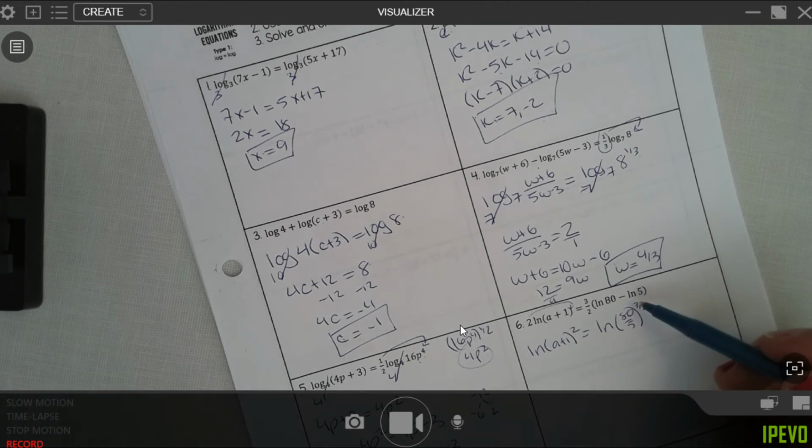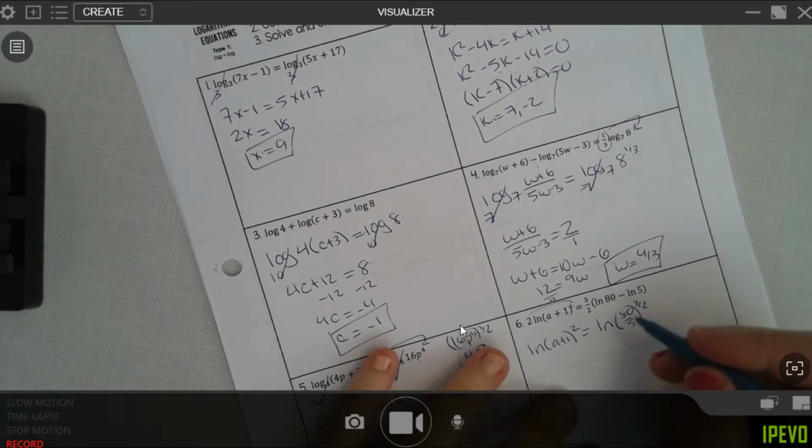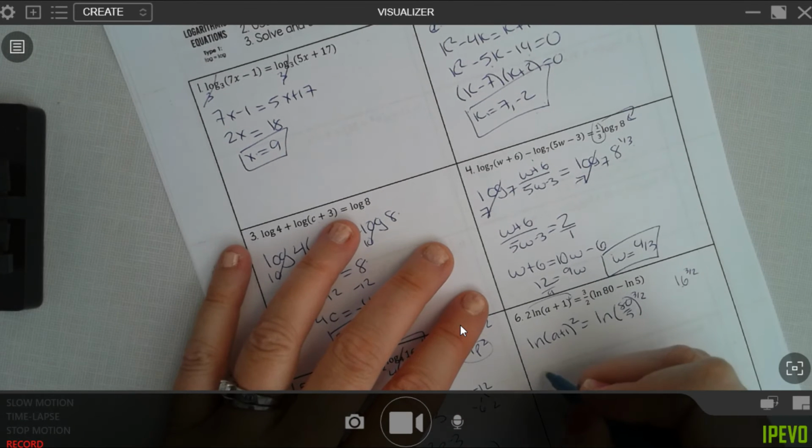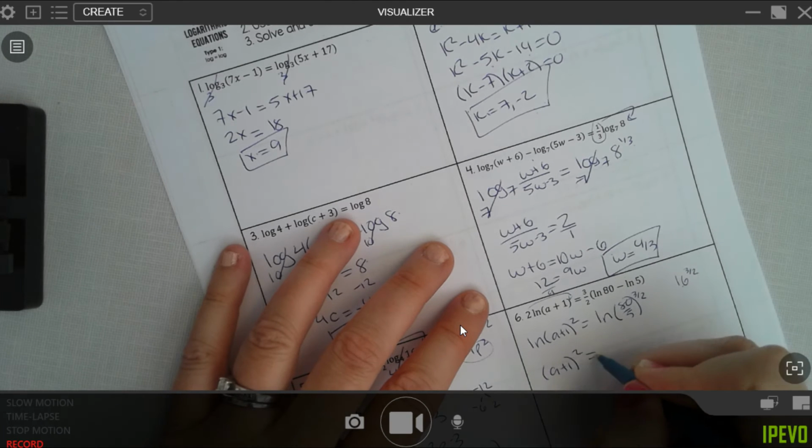16, so that'd be 4. So right here, this is 16, and 16 to a 3/2. So I square rooted, I got a 4. 4 cubed is 64. So then I'm going to have a plus 1 squared equals 64.